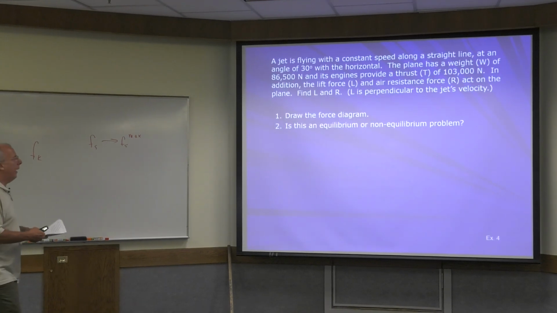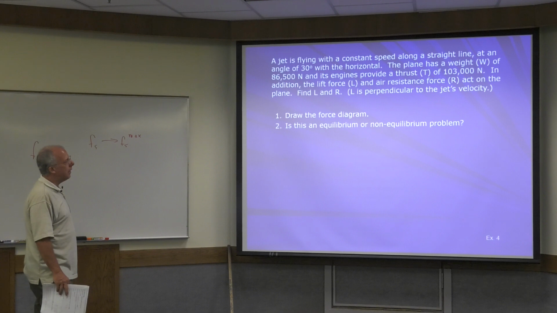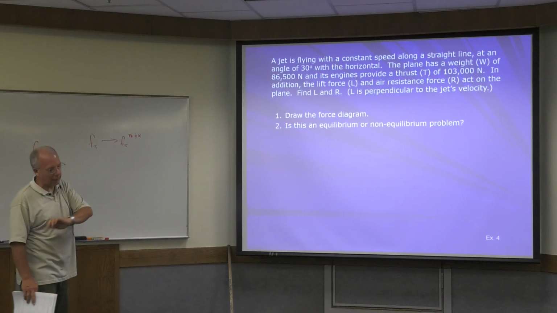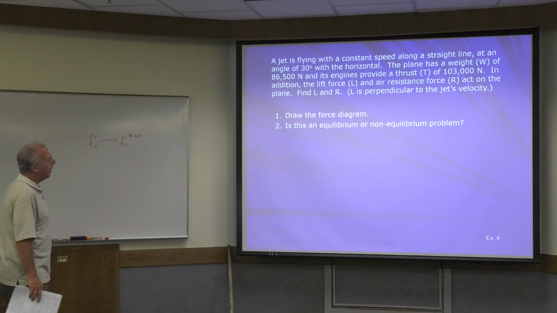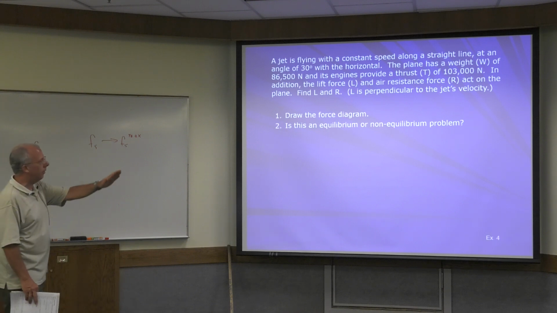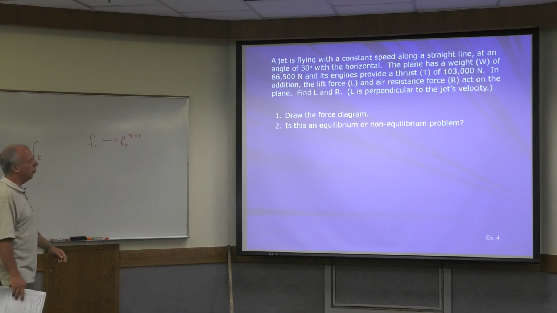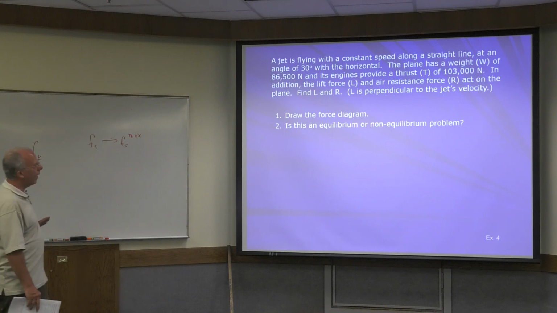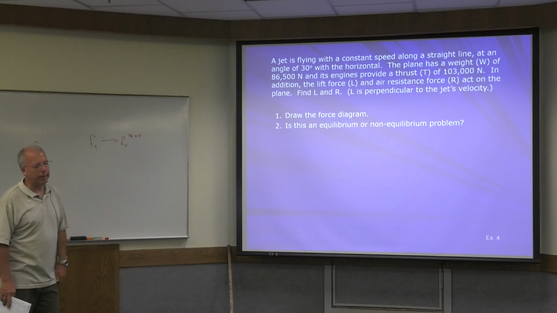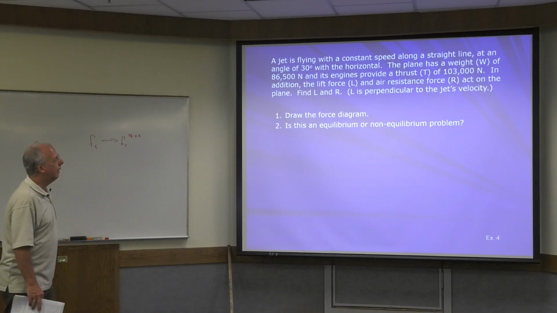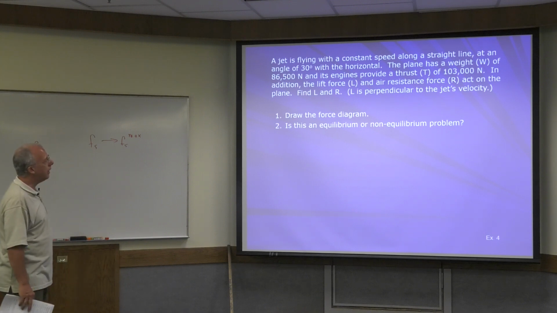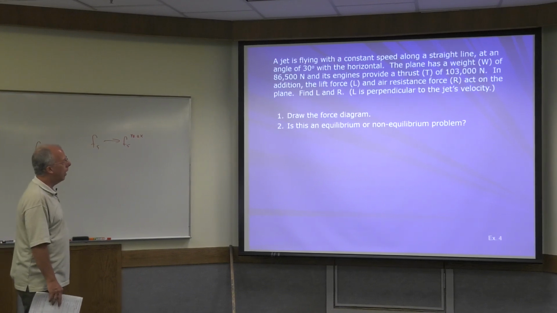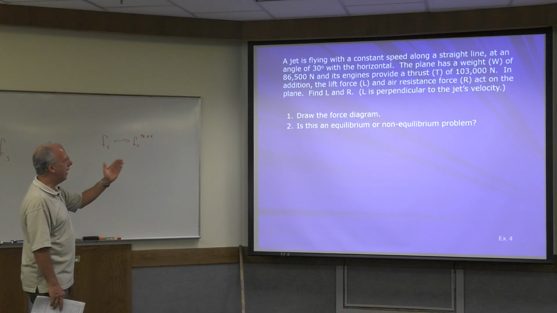So, here you go. A jet is flying with a constant speed. Oh my gosh, constant speed. I'd underline that, right? Along a straight line, another underline or circle, at an angle of 30 degrees above the horizontal. The plane has a weight of whatever. The engines provide a thrust, or they use uppercase T. We usually use uppercase T for tension, but whatever. In addition, there's a lift force and an air resistance force. So I want you to find L and R.